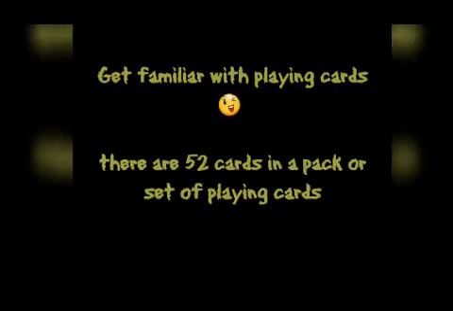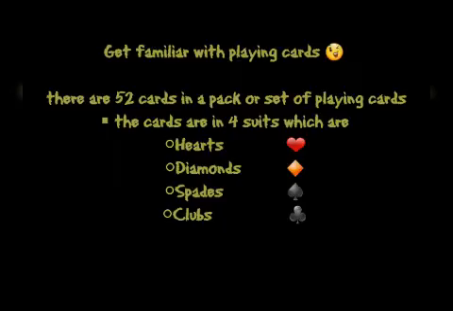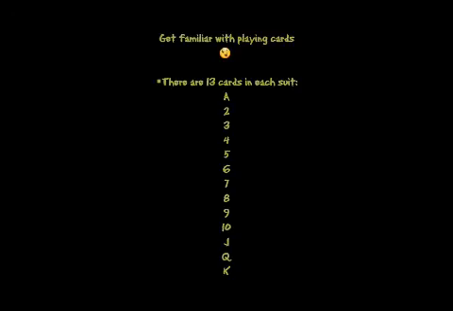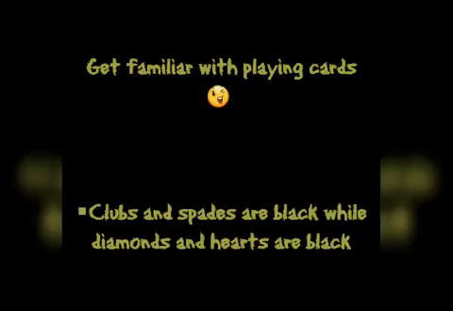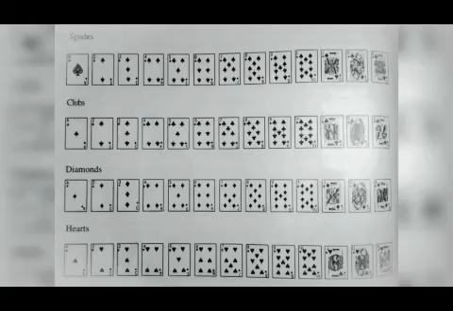Each set is made up of 52 cards, and each of those cards belongs to a set: hearts, diamonds, spades, or clubs. Pause the video here and take note of the 13 cards that belong to each set. You can have a look at this illustration of a set of cards.